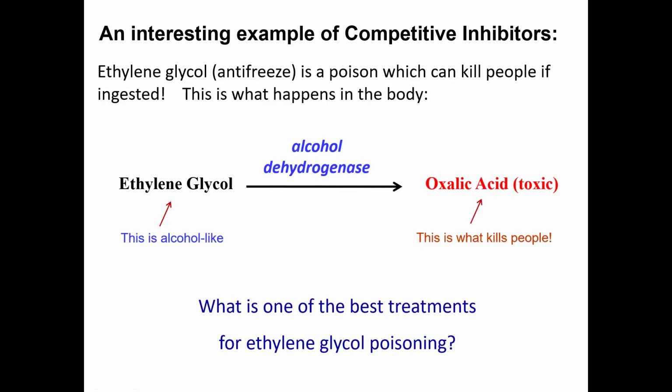So what are the best treatment ways for ethylene glycol poisoning? We can use an antidote. An antidote can be used to block the activity of this alcohol dehydrogenase so that it will not convert the ethylene glycol to oxalic acid. I think one of which is fomepizole or antizole. It's an example of that antidote that is used as an alcohol dehydrogenase inhibitor.